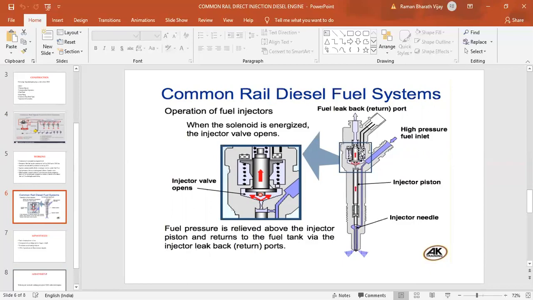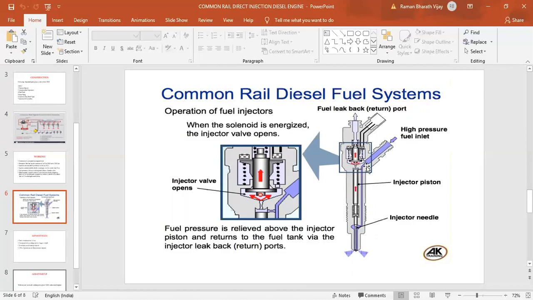We will have a solenoid valve here. You will have a fuel leak back return port. This port connection goes directly to the fuel tank. Now we will see the working.